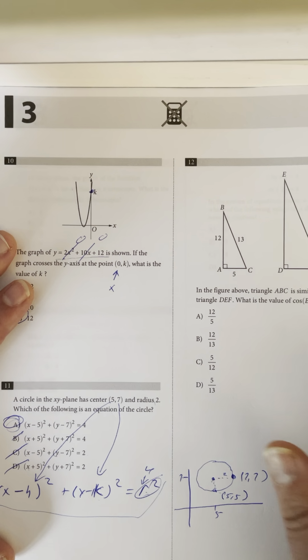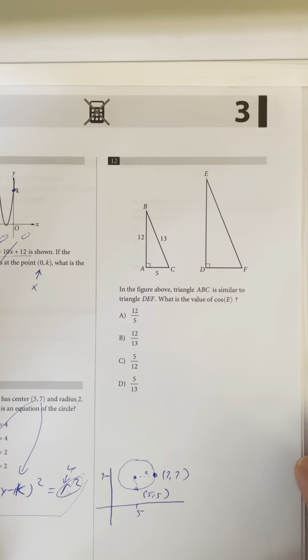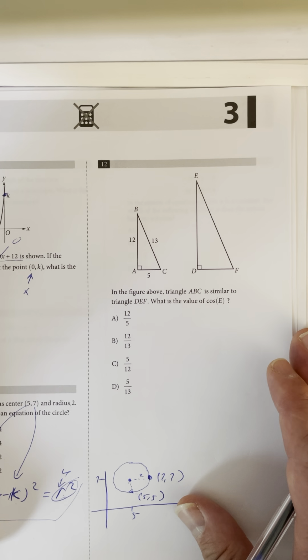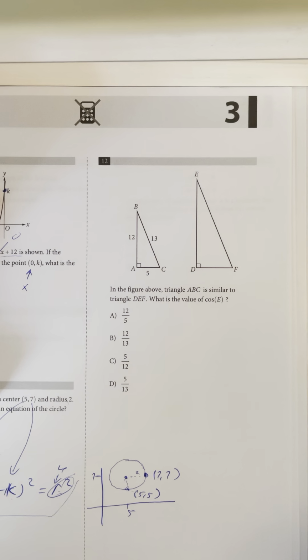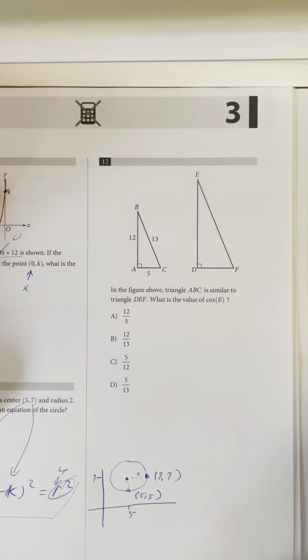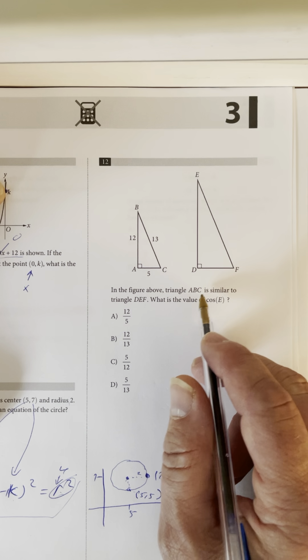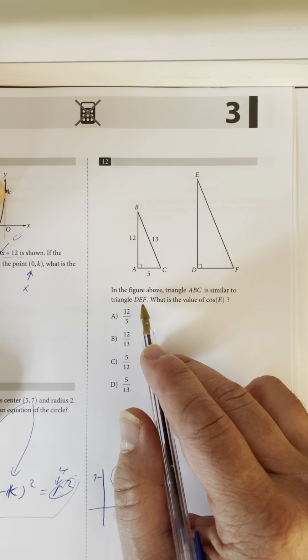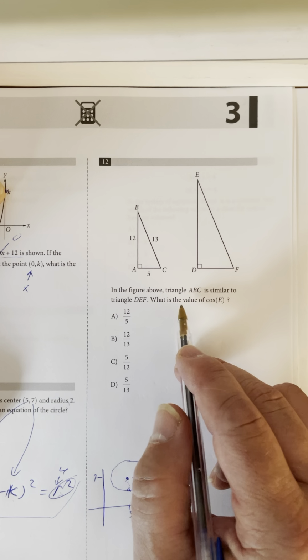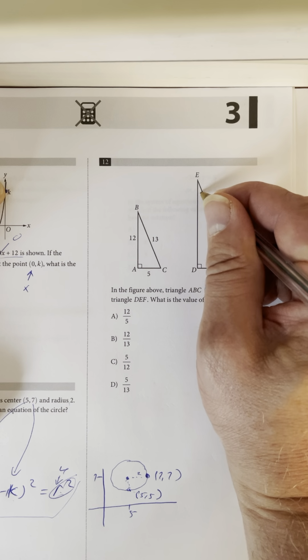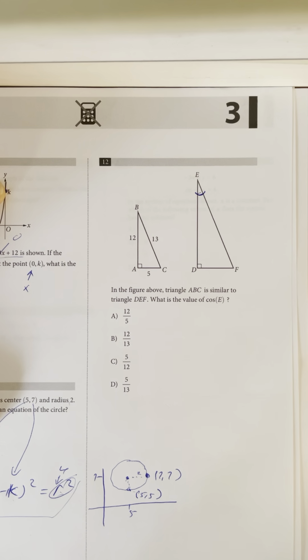All right, so A is the correct answer for 11. Okay, 12. We have similar triangles here. ABC is similar to triangle DEF. What's the value of cosine of E? All right, so it's asking for the cosine of this angle.